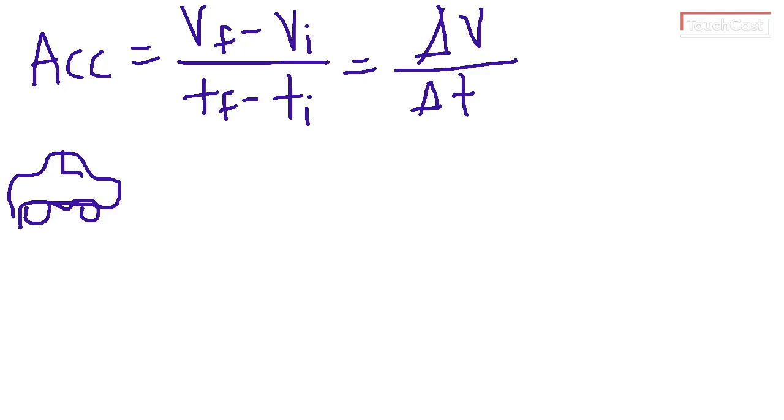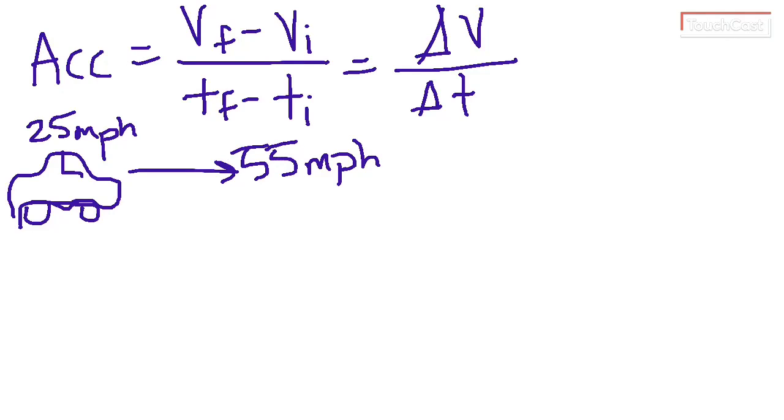And there's our terrible car. And our car is moving 25 miles per hour because it's cruising around in town. But then it jumps on the highway and it speeds up to 55 miles per hour, and it does so in 7 seconds. Okay, so we need to recognize each of our unknowns to solve for its acceleration.